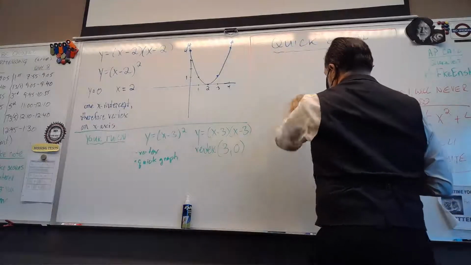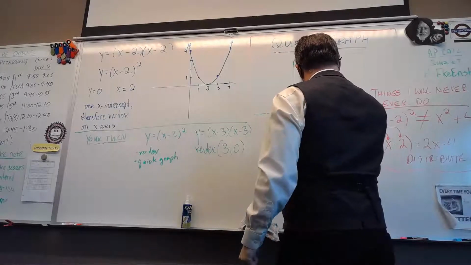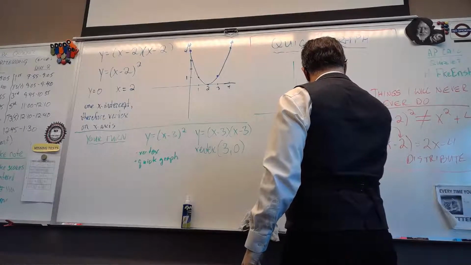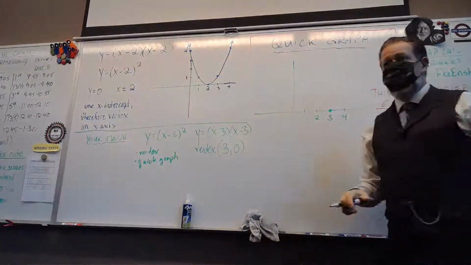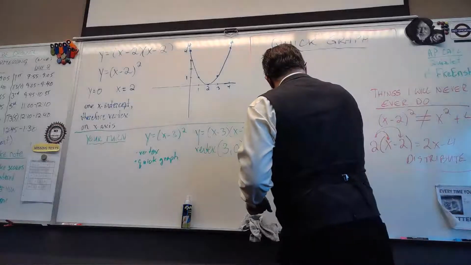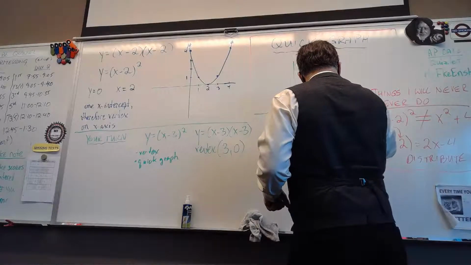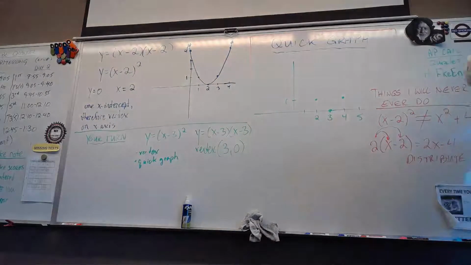Since I'm going up, I don't need to make so much axis in the down direction. 1, 2, 3. There it is. There's my vertex. Over 1, up how much? 1. Over 2, up how much? 4.